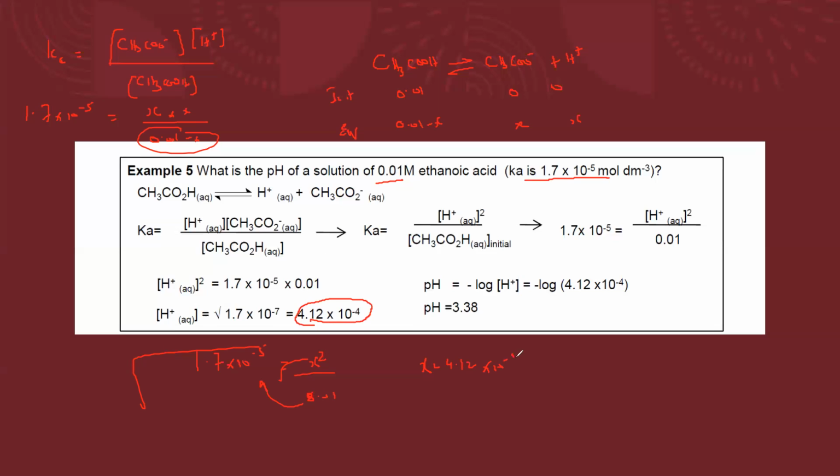× 10 to the power minus 4. And X is actually equal to the concentration of hydrogen ion. So using the value of X, which is the same as the concentration of hydrogen ion, you can find pH equals minus log of hydrogen ion. So you substitute the hydrogen ion concentration and you will get the pH, which is 3.38. Is it clear?